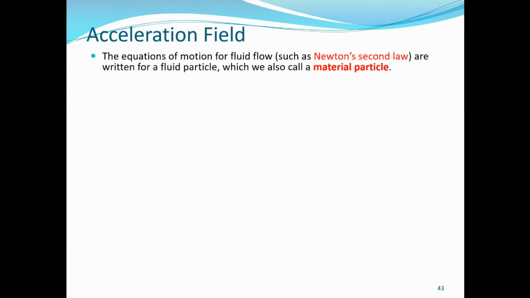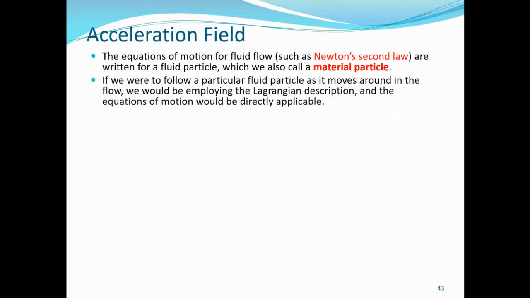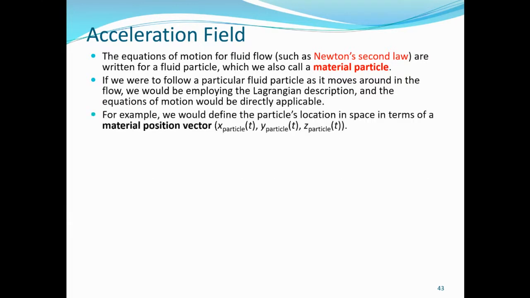The equations of motion for fluid flow, such as Newton's second law, are often written for a fluid particle, which we also call a material particle. If we were to follow a particular fluid particle as it moves around the flow, we will be employing the Lagrangian description, and the equations of motion will be directly applicable. When we follow each movement of the fluid particle, we are using the Lagrangian description. Remember, we explained the Lagrangian description of fluid flow as well as the Eulerian description.